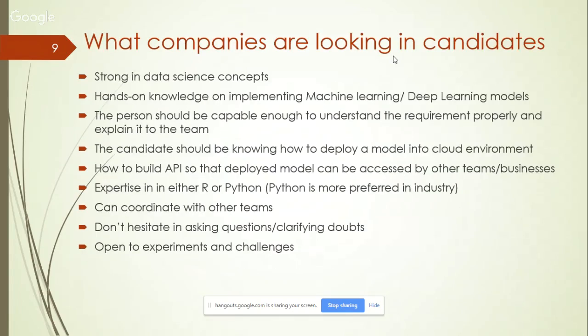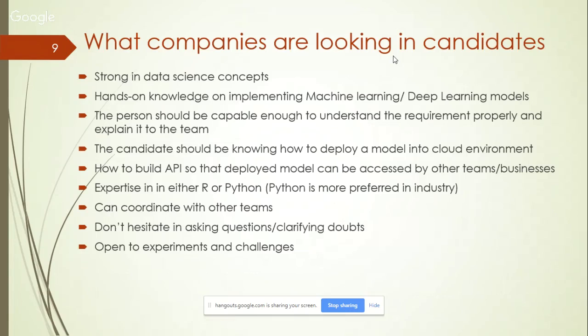Now, the very, very important question is what companies are looking for in the candidates. Like you and me, when we go to a company, what kind of things are they looking for? The very first and important thing is that they're looking for very strong data science concepts, starting from statistics to machine learning to deep learning or AI.